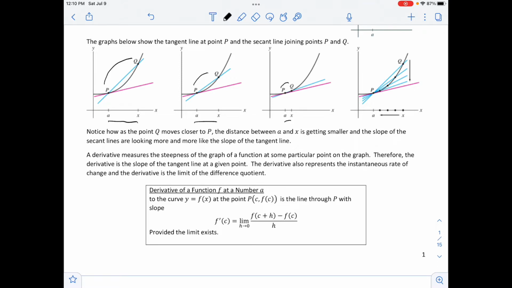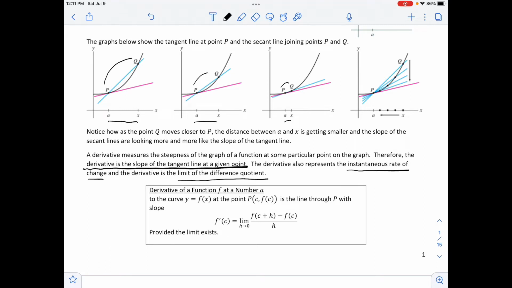So a derivative measures the steepness of a graph of a function at some particular point on the graph. Therefore, the derivative is the slope of the tangent line at a given point. The derivative also represents the instantaneous rate of change, and the derivative is the limit of the difference quotient. And so in algebra, we were able to find this slope or this instantaneous rate of change or the slope of a line by using 2 points or a secant line.